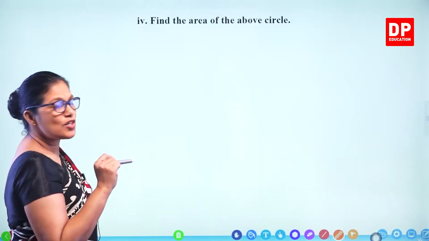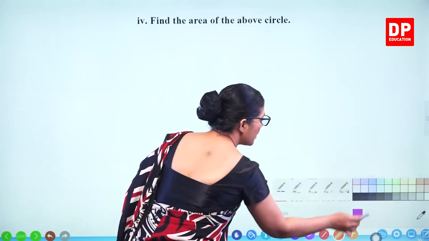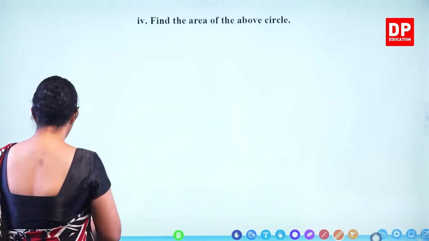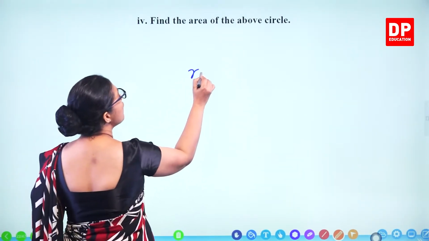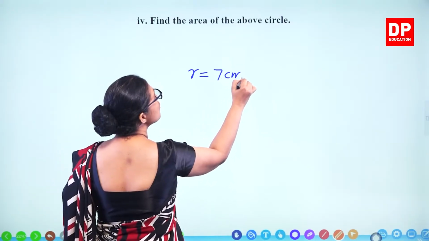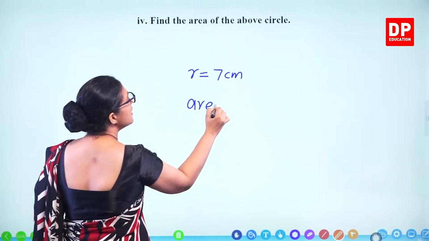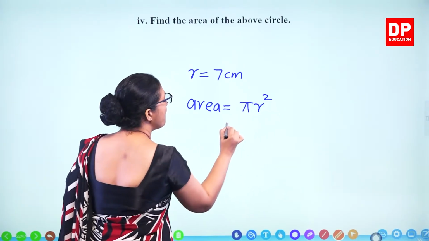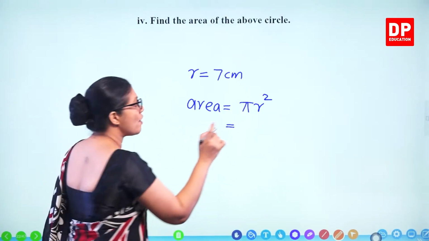We have another question, we'll do it and then give marks. Find the area of the above circle. So radius we found out 7 centimeters. So what's the area of the circle? Pi r squared is the formula to find out the area of the circle.